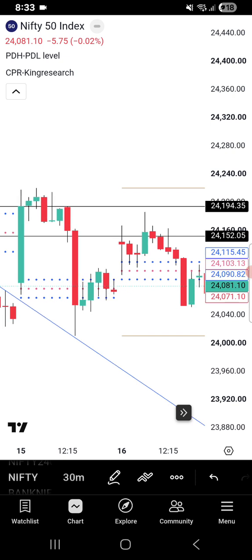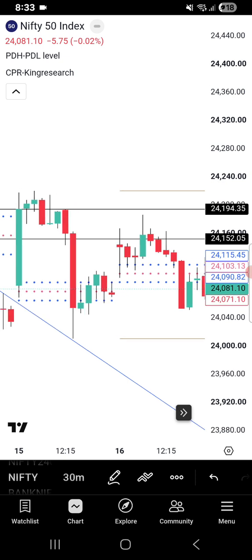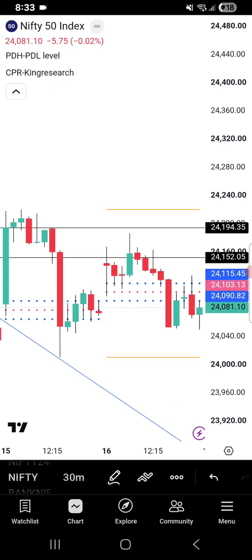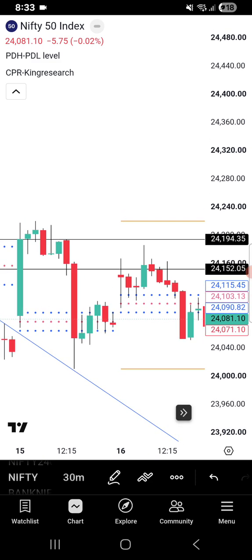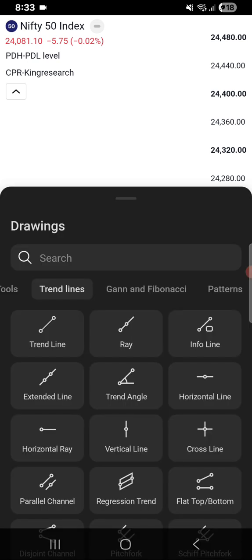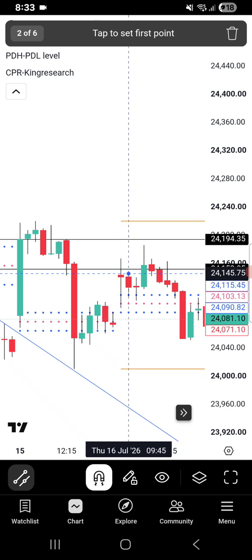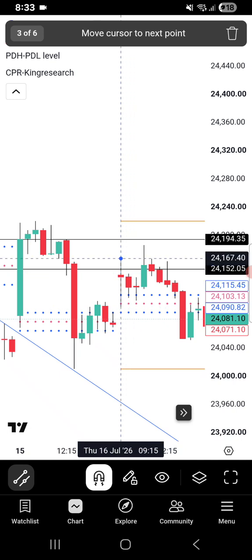Now, I have patiently waited for the first candle. If you look at the chart, the first candle took support from the CPR, and then it made a small doji kind of candle with a small body, so that didn't give me any indication. Then I had to wait for more candles. And coming to the trend line, this is the trend line I had for today.